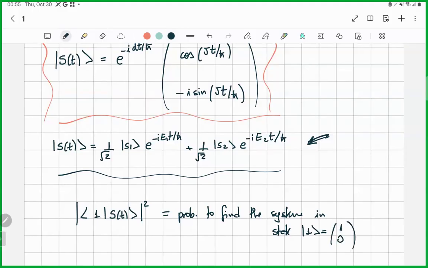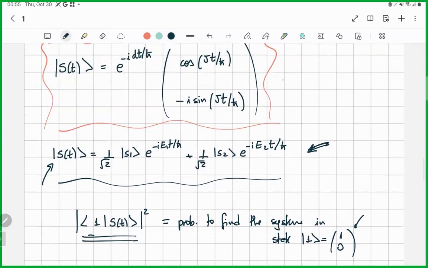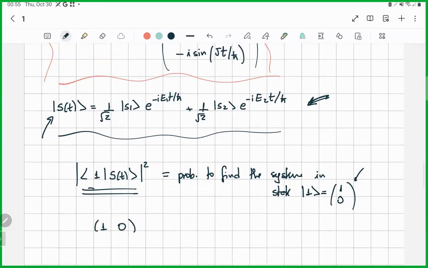Okay? We could do this kind of measure. So it's not a measurement of energy, it's a measure of the spin, for example, pointing up. And this is the way to go. So we have to pick our state and do this inner product with the vector 1, 0. And now it's convenient to have it written in this form, isn't it?